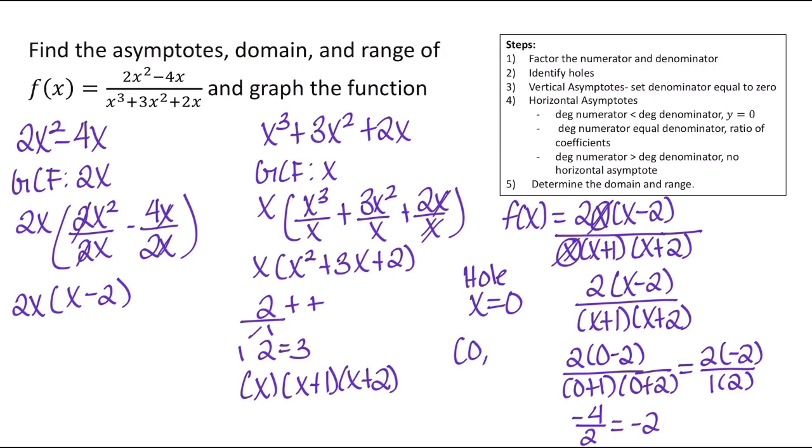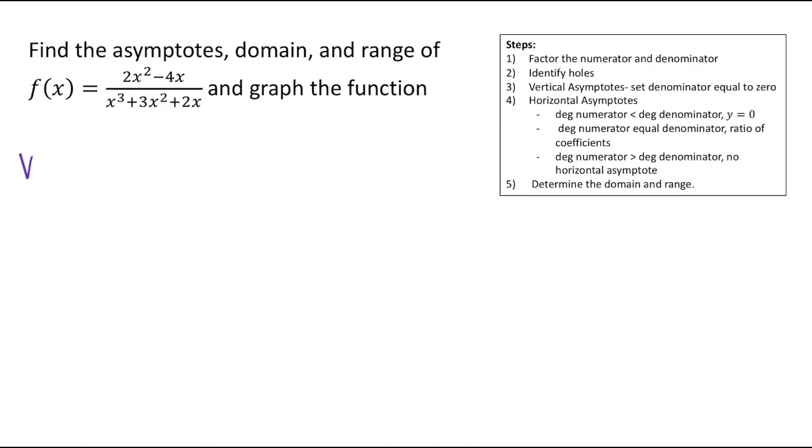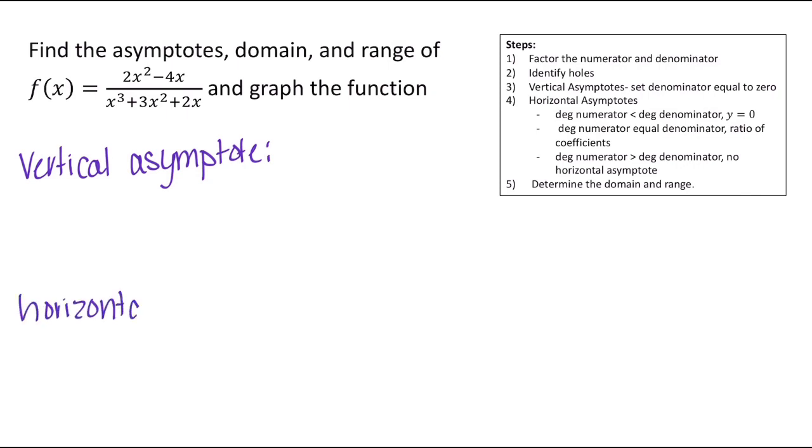So the hole is going to occur at (0, -2). Okay, so I've figured out one piece of information so far. Now let's find the location of the asymptotes. Okay, so we have a vertical asymptote, and we also have maybe a horizontal asymptote. So let's go ahead and figure out where these occur.